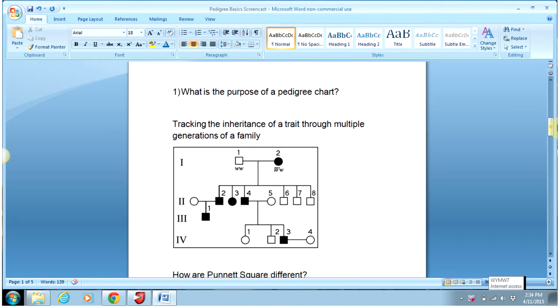The overall purpose of a pedigree chart is to track the inheritance of a genetic trait through multiple generations of a family. So it looks like in this pedigree chart that's shown, we have 1, 2, 3, 4 generations based on the Roman numerals to the left. Each circle or square in the chart represents a separate individual.